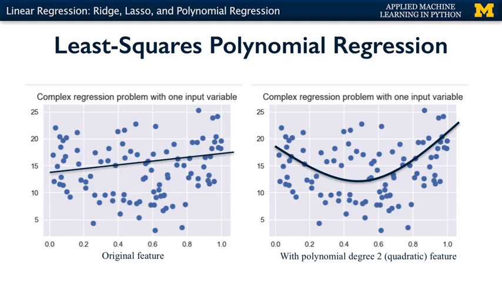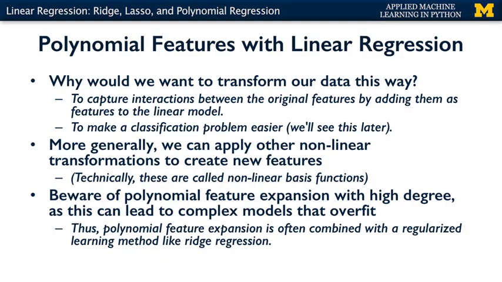We'll see later that this approach of adding new features like polynomial features is also very effective with classification, and we'll look at this kind of transformation again in kernelized support vector machines. When we add these new polynomial features, we're essentially adding to the model's ability to capture interactions between the different variables by adding them as features to the linear model.